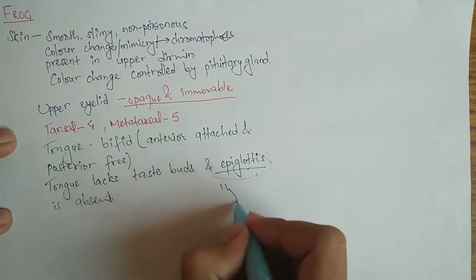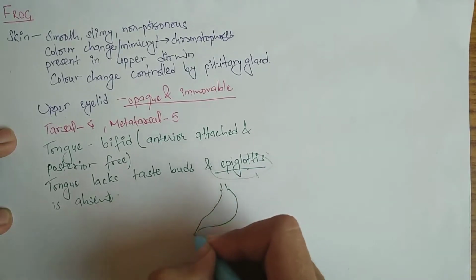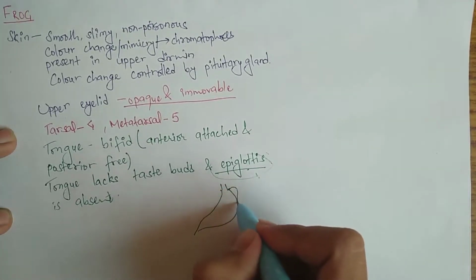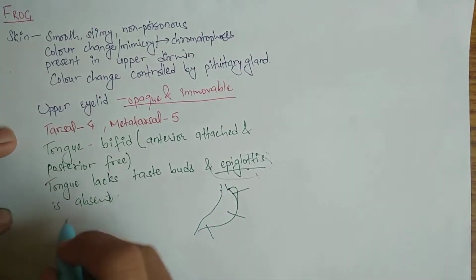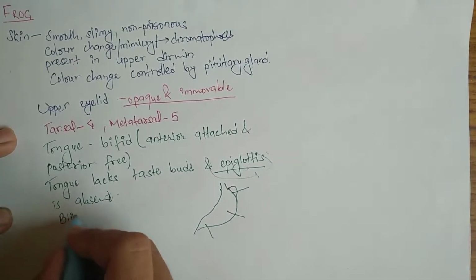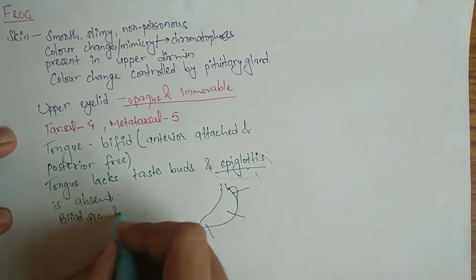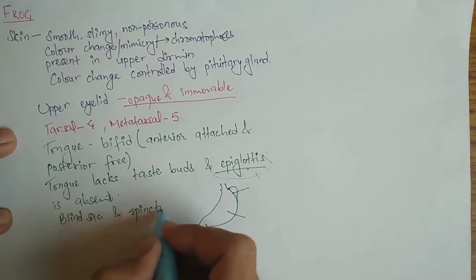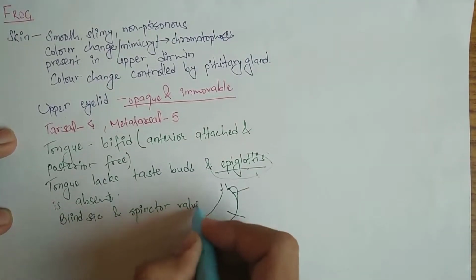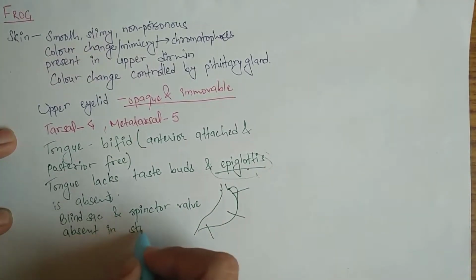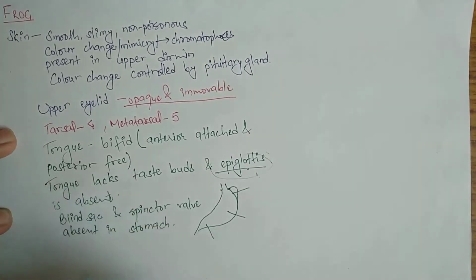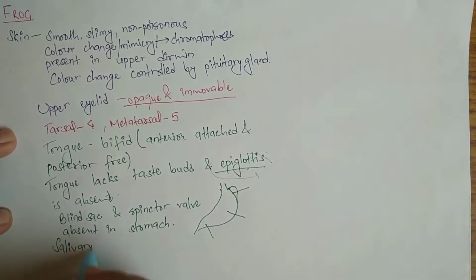In case of the stomach, our stomach has a fundus, main body, pyloric constriction, but in the frog, blind sac and sphincter valve are absent in the stomach. And finally, salivary gland: absent.